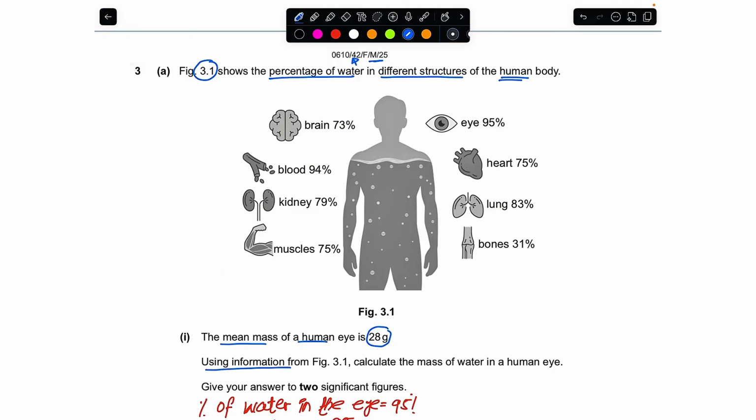They want us to use information from figure 3.1, where we are required to calculate the mass of water in the human eye. Like the overall mass of the eye is 28 grams. So, they want us to calculate how much mass of water there is in this 28 grams. And the answer should be up to two significant figures. If you would not be doing it, you would lose 1 mark.